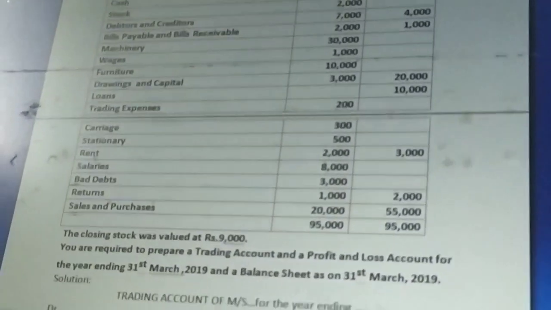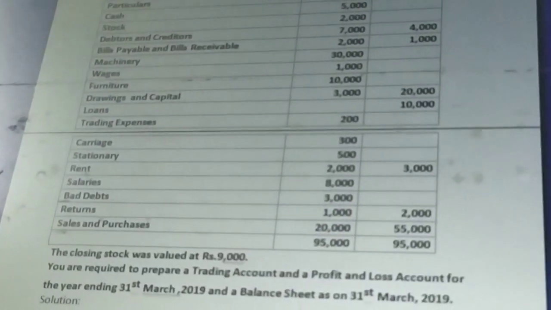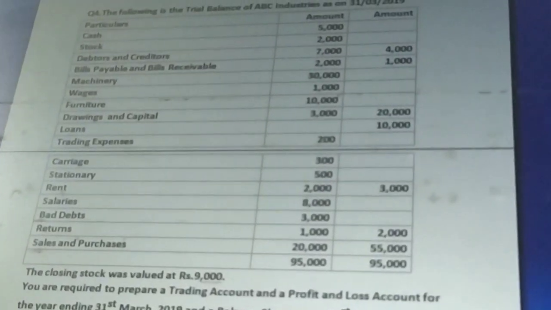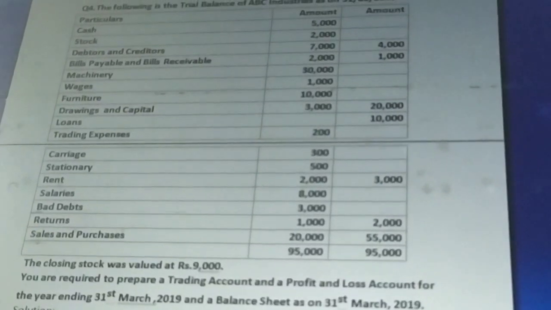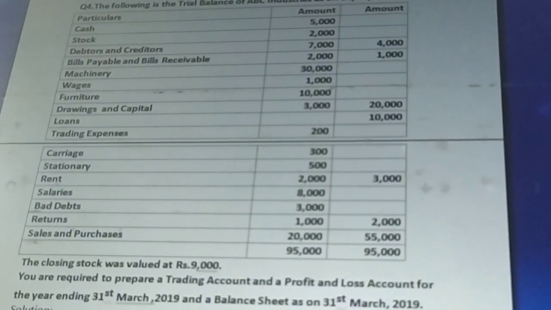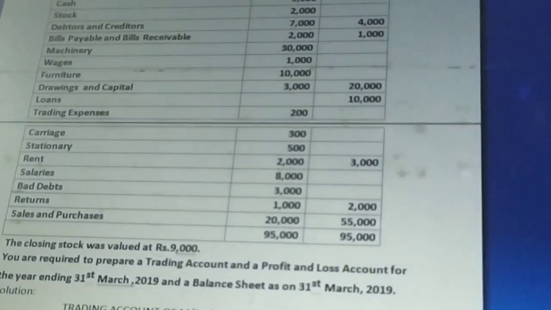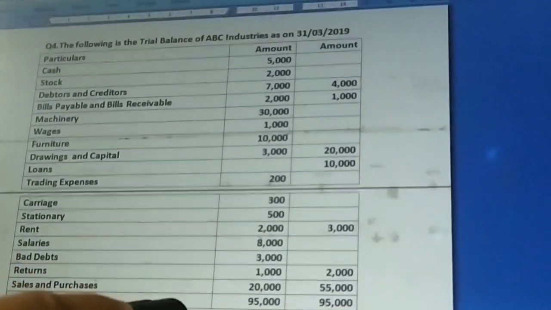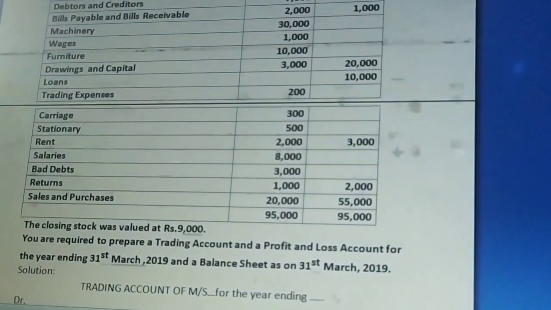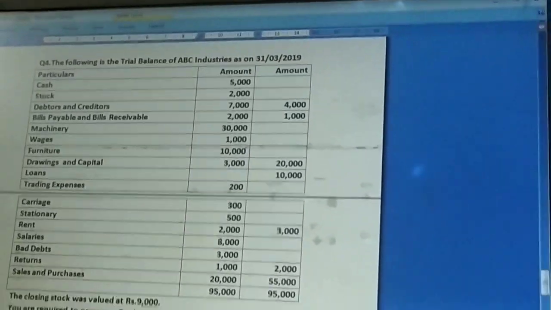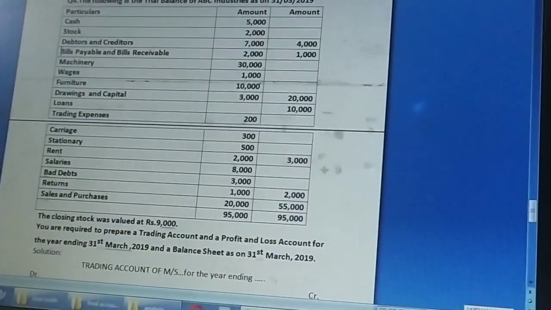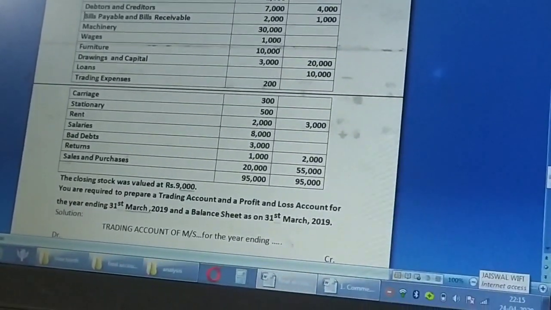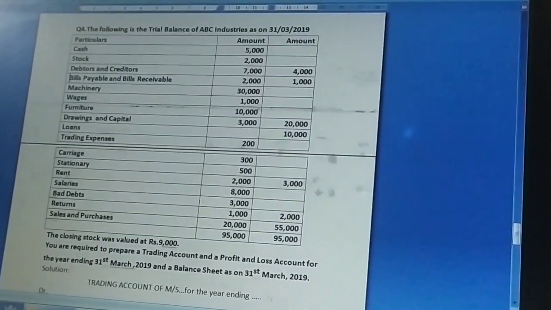One thing is important, students: in your exam you are mostly given a trial balance and from there you need to prepare final accounts. It comes for 10 marks. Remember, closing stock never comes in the trial balance. It is shown outside the trial balance. This 9,000 is shown outside the trial balance. If it is shown in the trial balance, then there is a certain adjustment which is not in your syllabus. You have only one adjustment, that is closing stock. Always remember, closing stock will always be shown at the minimum value.